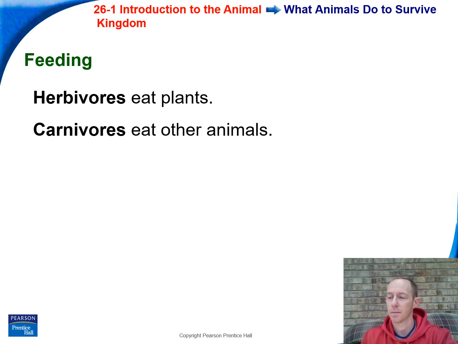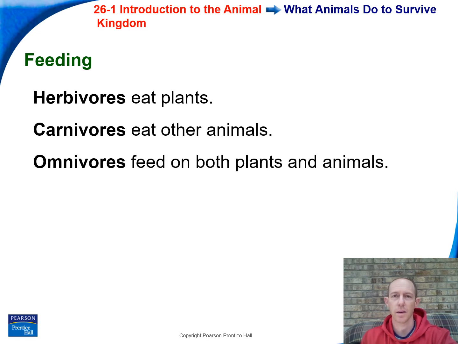Carnivores. They eat animal. What does an omnivore eat? All of it. All the above. I'm omnivorous. I eat animal. I eat plant. I eat fungus. I eat bacteria. I eat protist. I get it all.